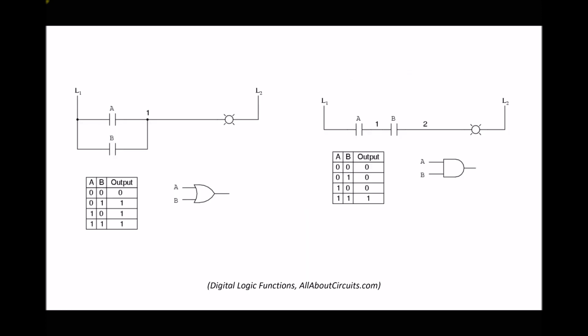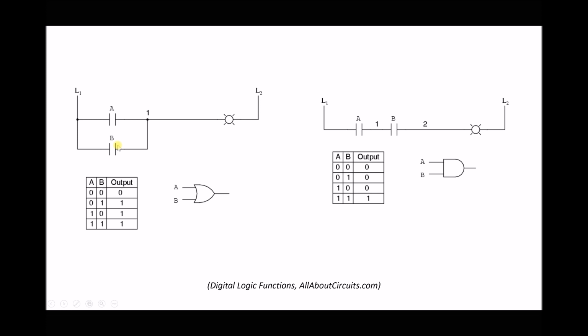So we're going to start with some very basic functions, and what we have on the left-hand side is a logic function called an OR function. At the top, we have a representation using ladder logic. In the bottom left, we have something called a truth table, and on the right we have the symbol that represents that function. If we start at the top with our ladder logic diagram, we can see that input A is open and input B is open.